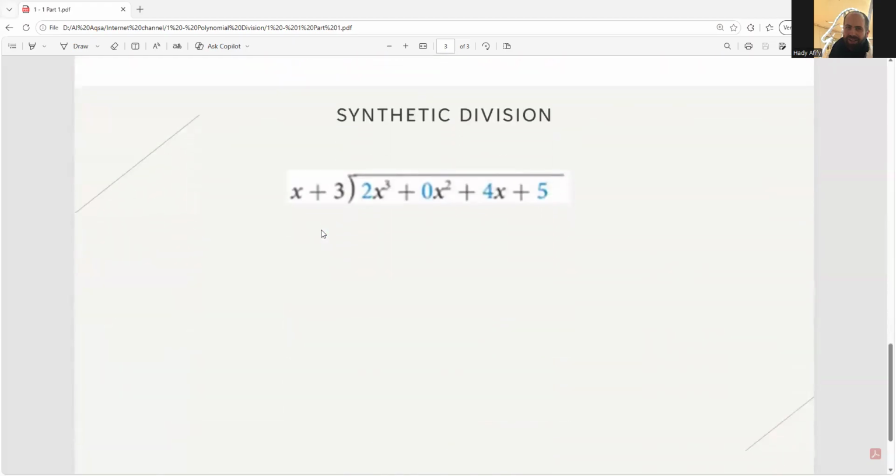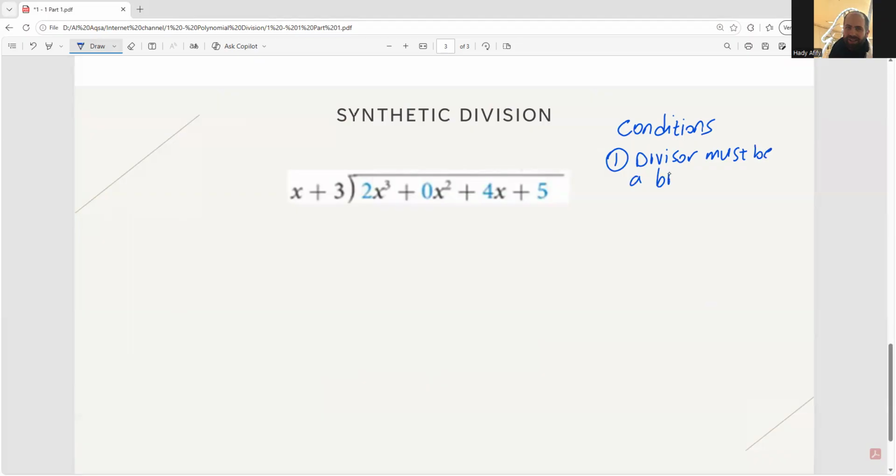So the synthetic division, I consider it way easier. However, there are a few conditions that you need to take care of before using it. The first thing, the divisor must be a binomial. Binomial is an expression including two terms. The second, the highest power must be 1.